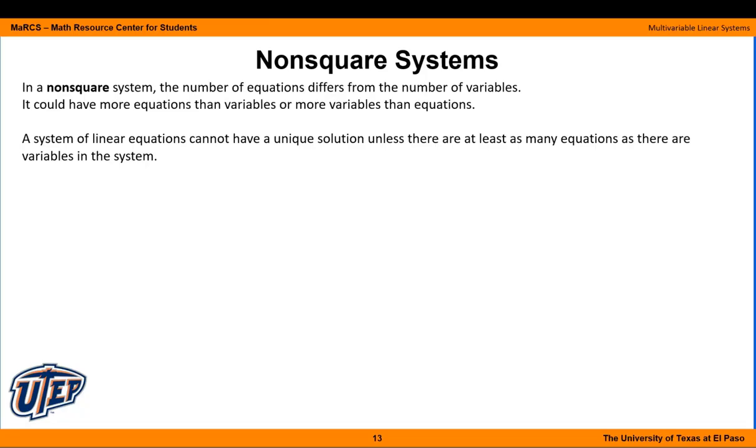A non-square system occurs when the number of equations differs from the number of variables. We may have more equations than variables, or more variables than equations. A unique solution cannot exist unless there are at least as many independent equations as variables. When there are fewer equations than variables, free variables typically appear, leading to infinitely many solutions. Let's examine an example.